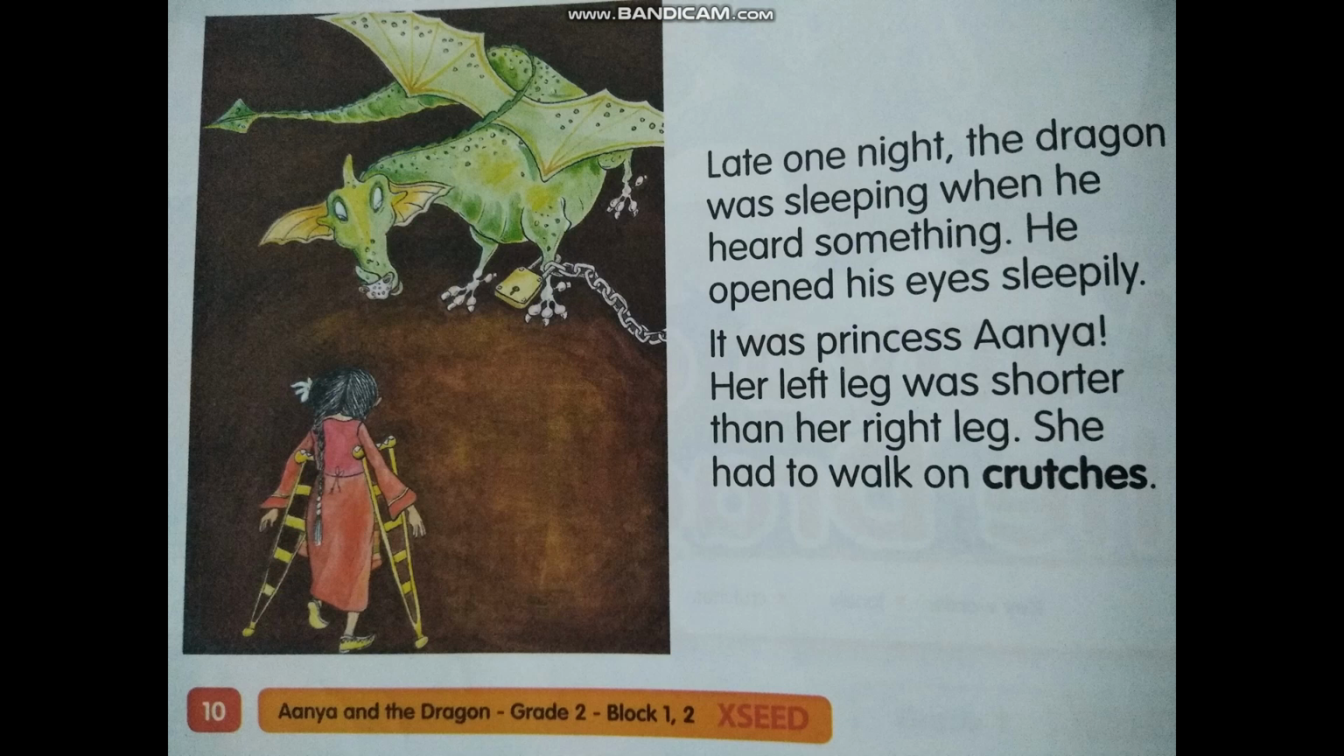So what happened? One night when the dragon was sleeping, Princess Anya came to meet the dragon. Who has come to meet? Princess Anya. And as we can see in this image, Princess Anya has some problem in her leg. And what was the problem? The problem was that her left leg was shorter than her right leg. So she uses crutches to walk. Now let's move to the next paragraph.